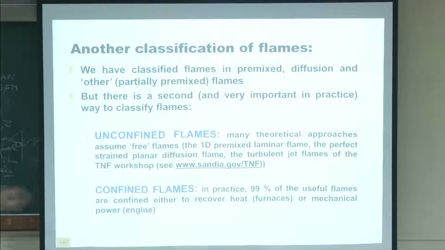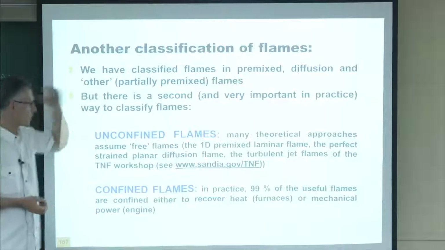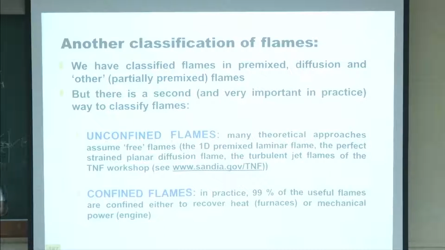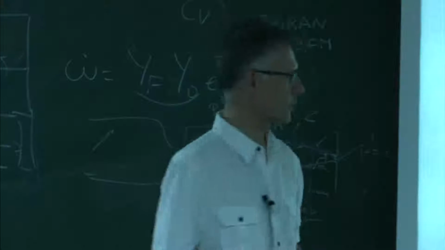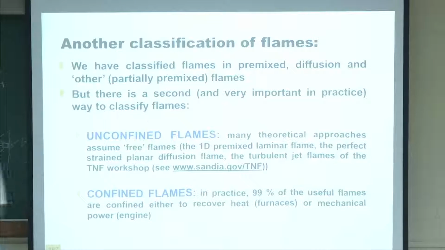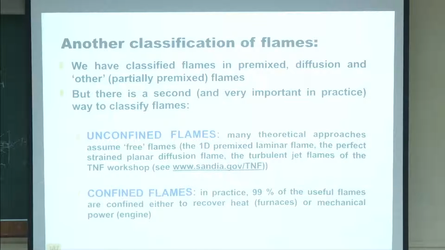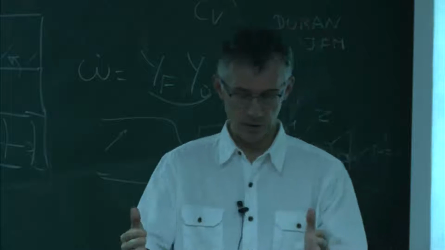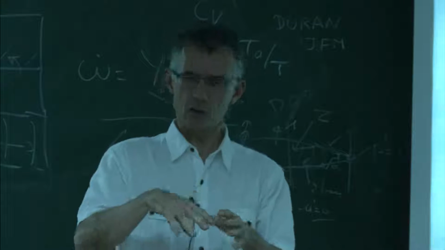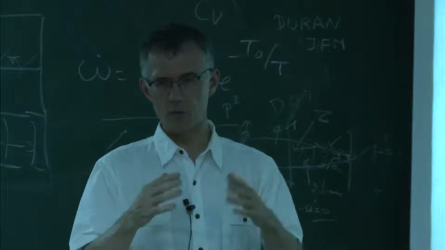So what do we call unconfined flames? The example here is really what you find at the Turbulent Non-premixed Flame (TNF) workshop organized by Sandia. Those are flames where the flame is burning in a free environment, and you can model it by a square domain. And if you can model it with a square domain, usually you're going to use a very simple mesh, an IJK structured mesh. Easy to build, no problem.